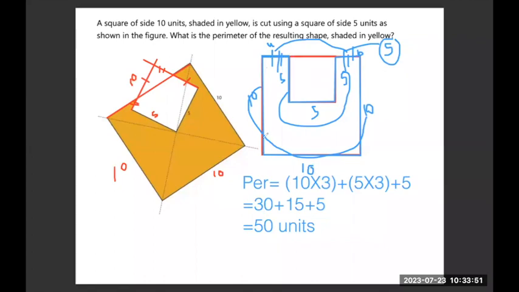If I want to find the perimeter of the blue part, I know the outer is 10, 10, 10, inner is 5, 5, 5. I have to find this remaining A plus B part. To find A, what I do is 10 minus 5. I get 5.